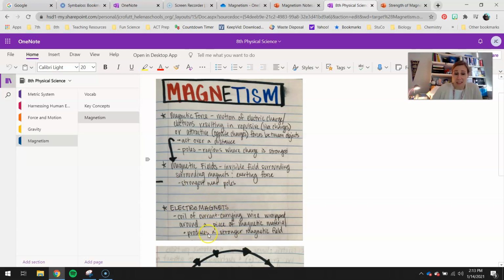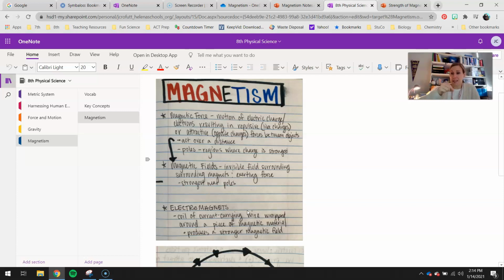So what an electromagnet is where we take a coil of current carrying wire, so there's electrons running through that wire, and we wrap it around a piece of magnetic material. Now, when I say magnetic material, I don't necessarily mean a magnet. Okay, I mean something that has the capability of being a magnet. So for instance, a nail. Okay, a nail is made out of iron. It's not something that's normally a magnet. Okay, I can't go pick up a bunch of paper clips magnetically with a nail.